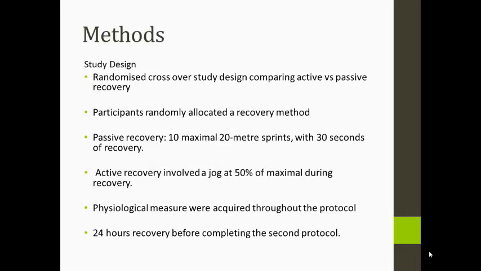This randomized crossover study was designed to compare active versus passive recovery during a repeat sprint protocol. During each testing session, participants were randomly allocated a recovery method to avoid bias. The passive recovery method involved 10 maximum 20-meter sprints with 30 seconds of passive recovery. The active recovery protocol was the same, except participants completed a jog at 50% of their maximal effort during the recovery time. Physiological measures were required throughout the protocol, including RPE, sprint time, and blood lactate. The participants were given 24 hours of recovery time in between each protocol.